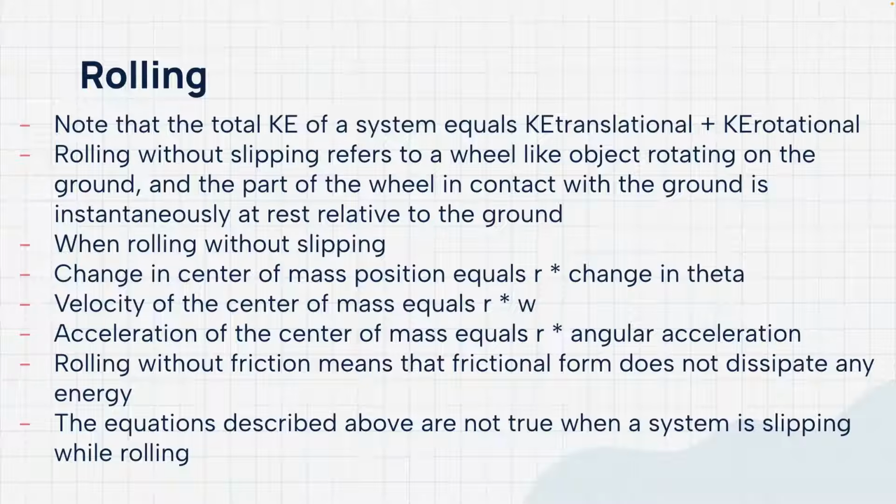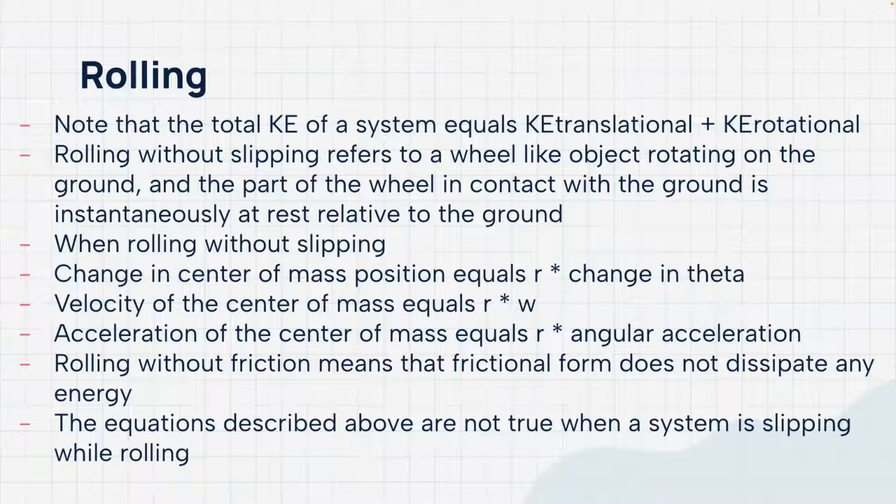When an object is rolling without slipping, the change in center of mass position equals r times the change in theta of rotation. The velocity of the center of mass equals r omega. The acceleration of the center of mass equals r times angular acceleration. And all of these are only true when it is rolling without slipping. So when will it not be rolling without slipping? Rolling without slipping means that there's no kinetic friction force, there's only a static frictional force because it's instantaneously at rest relative to the ground. So the frictional force does not dissipate any energy.